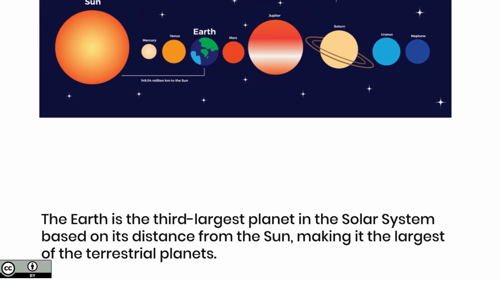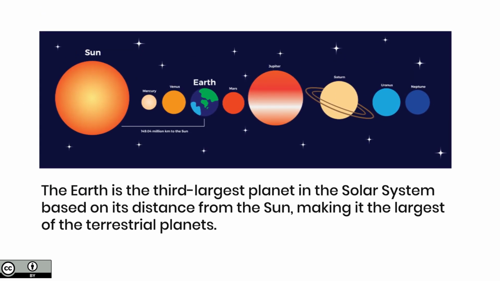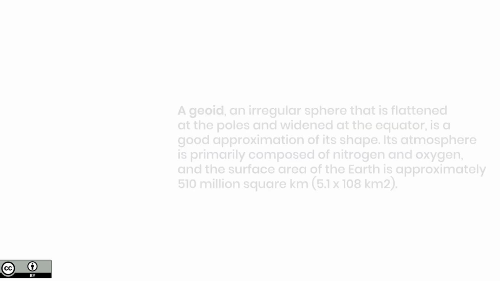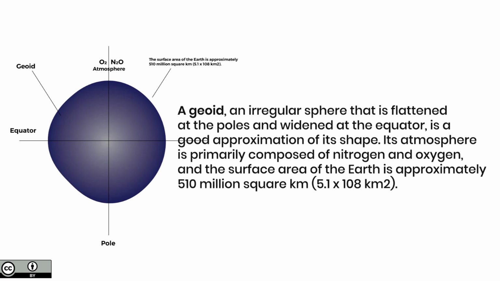The Earth is the third largest planet in the solar system based on its distance from the Sun, making it the largest of the terrestrial planets. A geoid, an irregular sphere that is flattened at the poles and widened at the equator, is a good approximation of its shape. Its atmosphere is primarily composed of nitrogen and oxygen, and the surface area of the Earth is approximately 510 million square kilometers, 5.1 × 10^8 km².